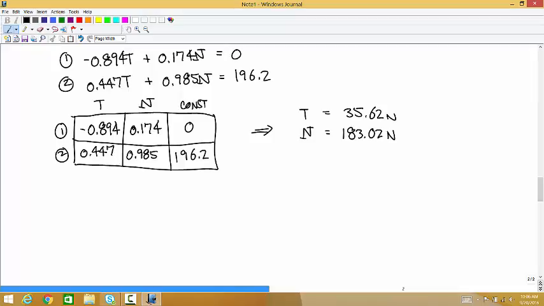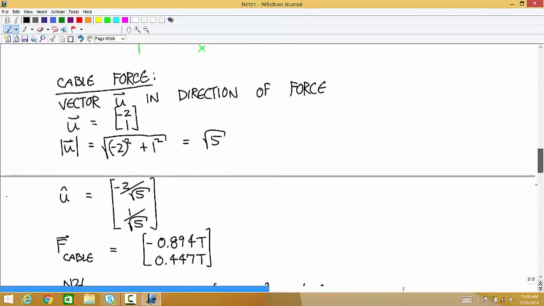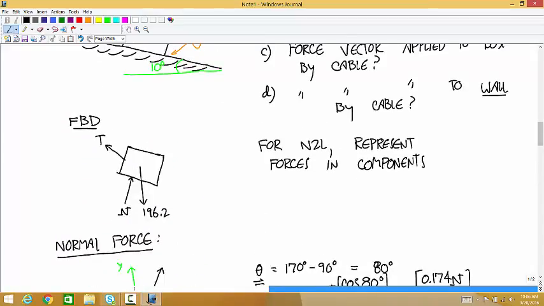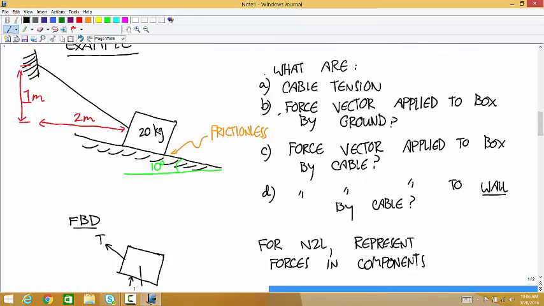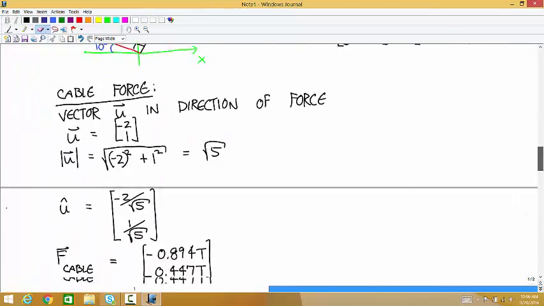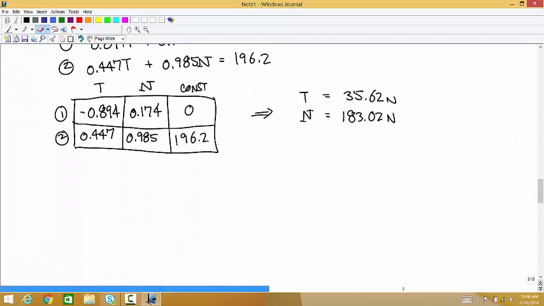Are we done? Depending on what questions were asked, sometimes we would be done, but that's not what was asked. Oh, well, we're done with part A. It did ask for the cable tension. So the value for T is the cable tension. So A, the tension is equal to 35.62.